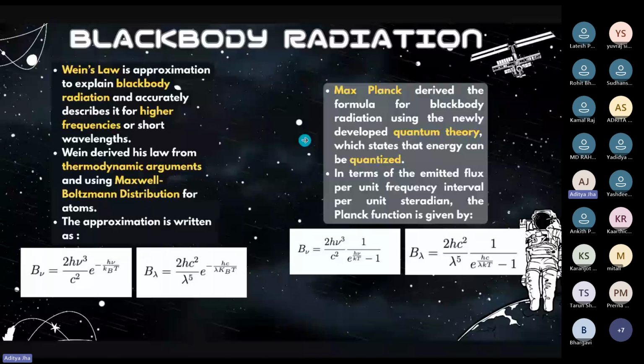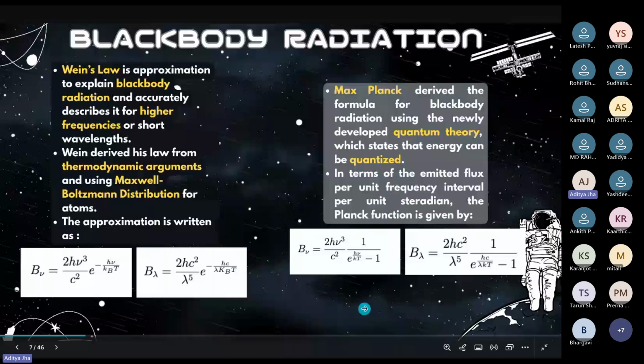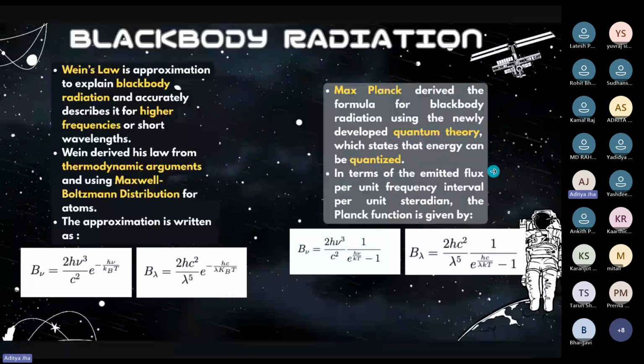After that, there was another development in the calculation of intensity, where Max Planck derived the formula for black body radiation using the newly developed quantum theory, which states that energy can be quantized in terms of the emitted flux per unit frequency interval per unit steradian, where steradian is a unit of the solid angle. The Planck function is given by this. So this was an improvement over Wien's law, where Max Planck used the quantum theory to derive an even better formula for calculating the black body radiation.